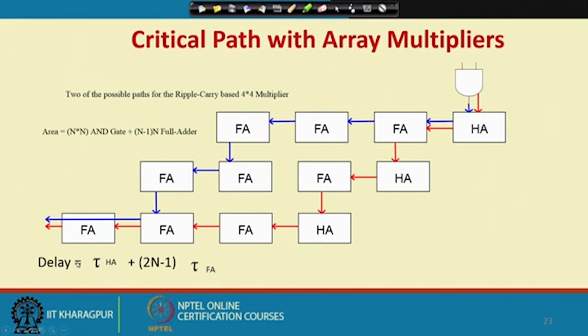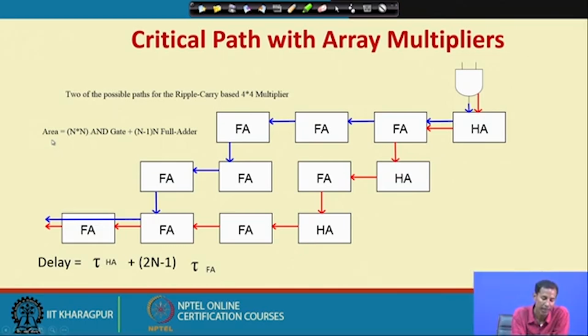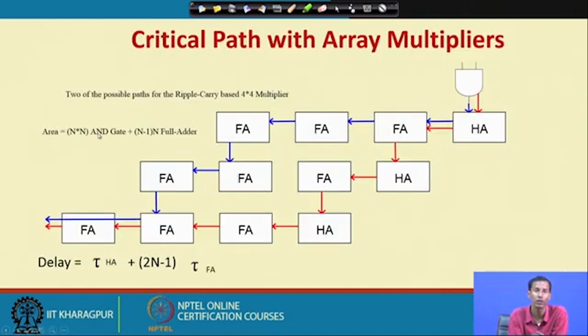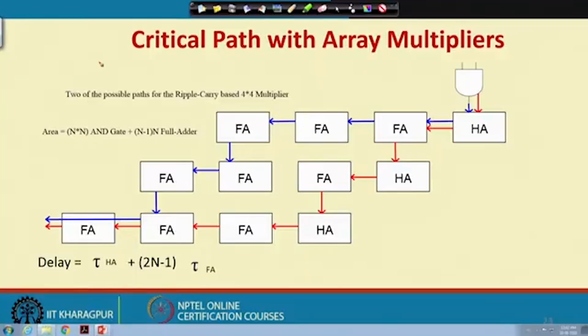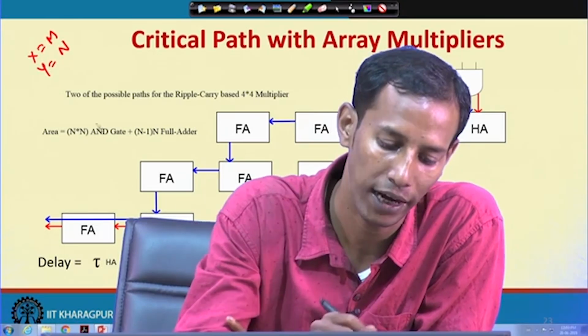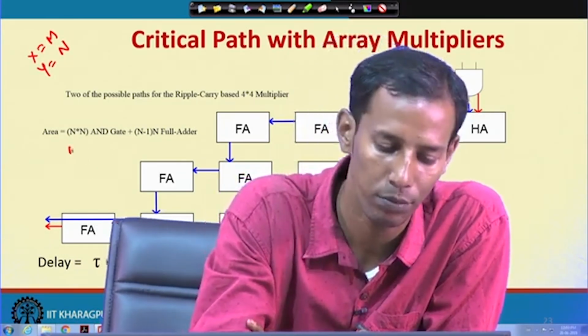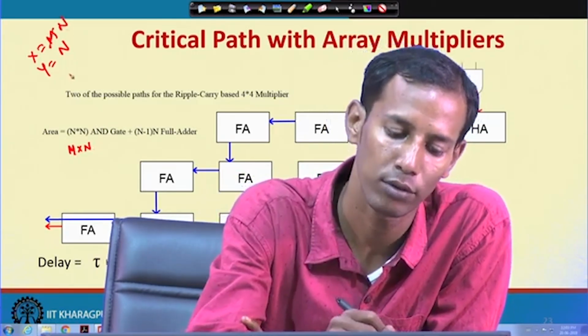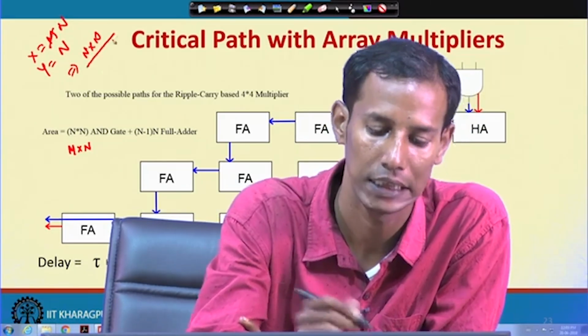Okay. So, the area, if I consider n bit, will be n star n AND gates. Why n star n AND gates? Because I need to produce that number of partial products. If x is of m bit and y is of n bit, the AND gate requirement will be m into n. As both are of n, that is why the AND gate requirement is this.